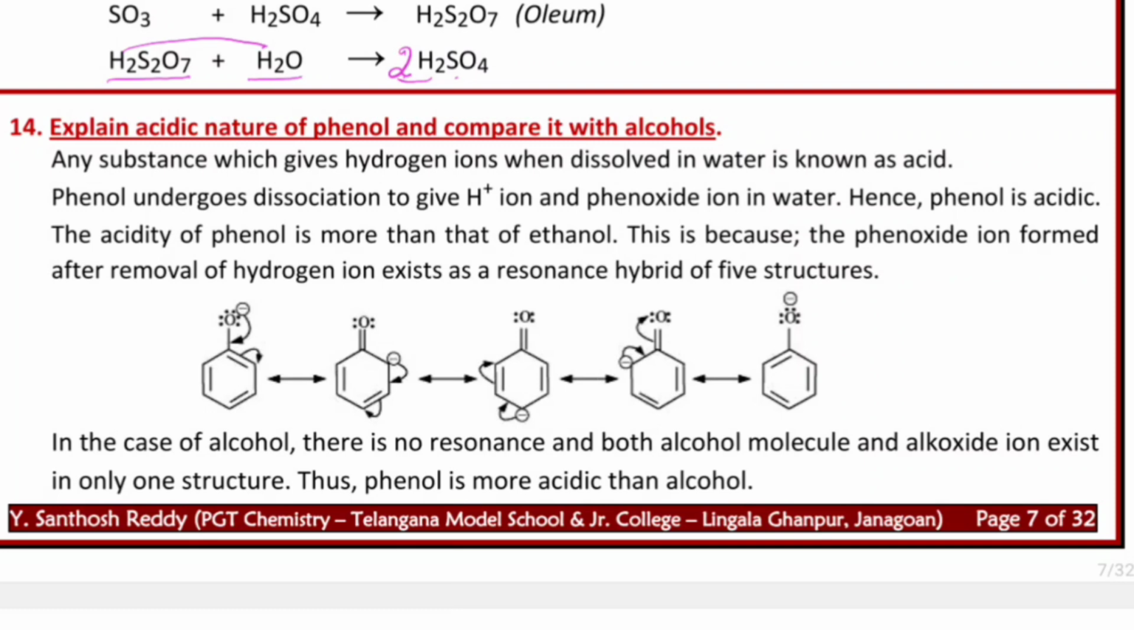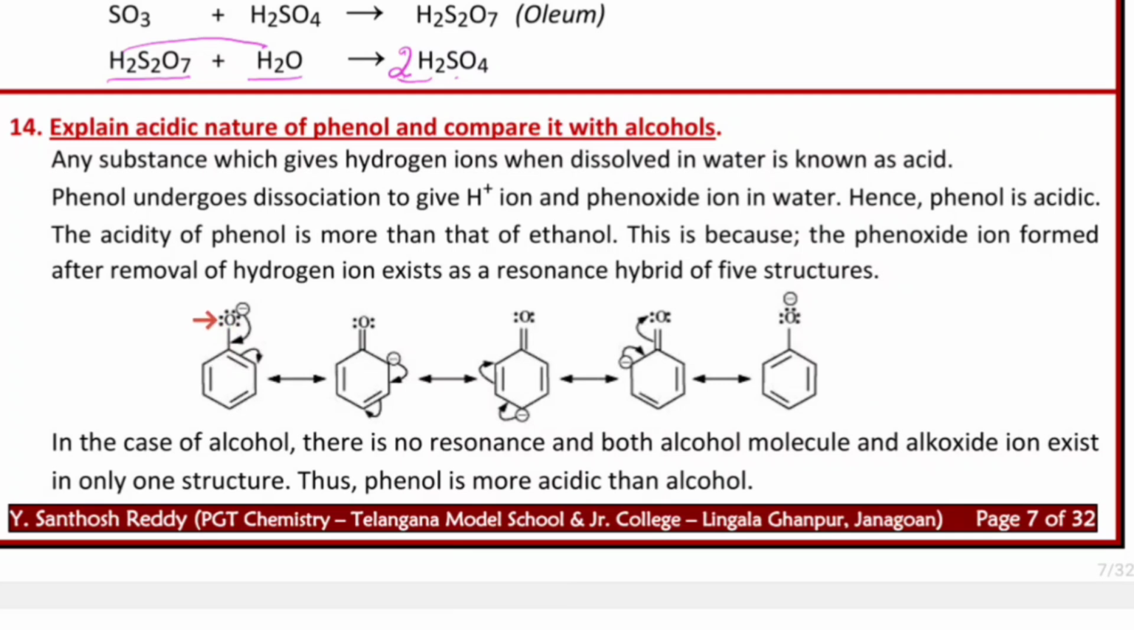Now we'll see how the phenoxide ion gets stabilized. So now you can see here different resonance structures of phenoxide ion. So this is the first form, that this oxygen, you can see dots here. What are these dots?